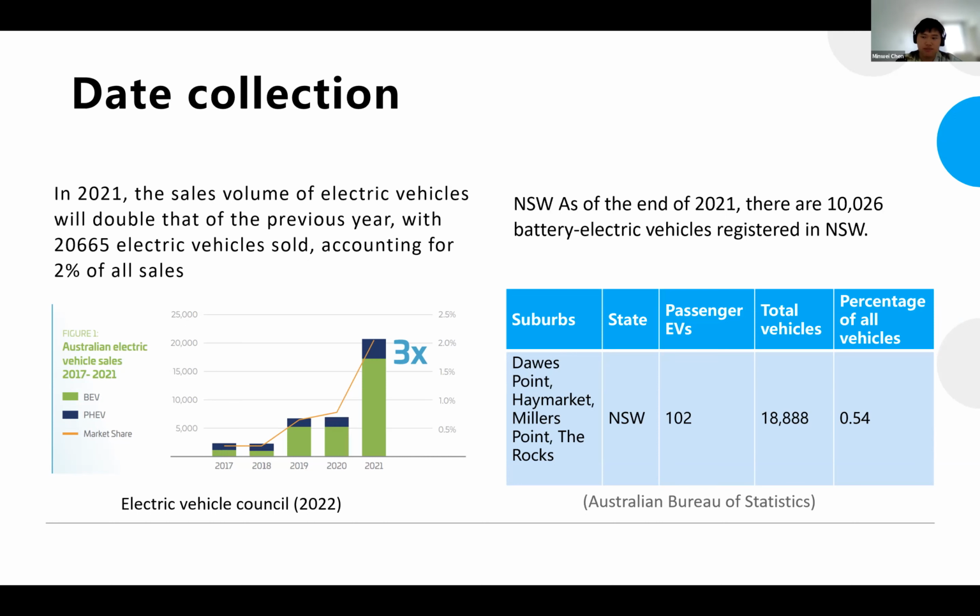Recently, there are 291 public fast charging stations in Australia, and it is estimated that 700 charging stations will be built in the next 5 years. However, in Sydney, New South Wales, the areas with the most electrical vehicles are Darling Point, Haymarket, Millers Point, and the Rocks, at 0.54% of all vehicles in this area.